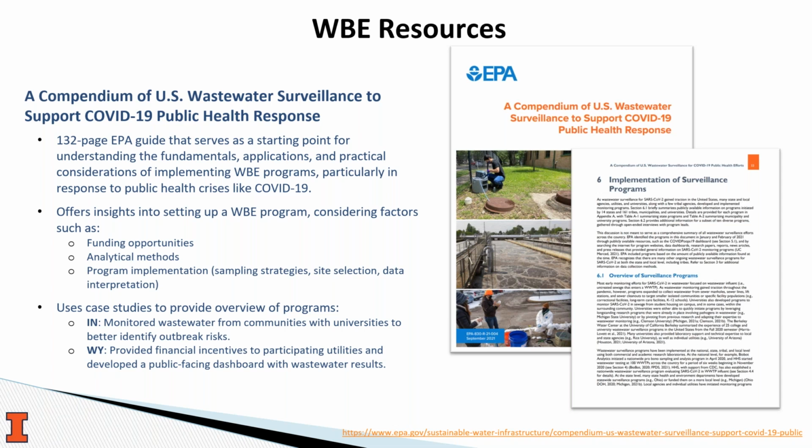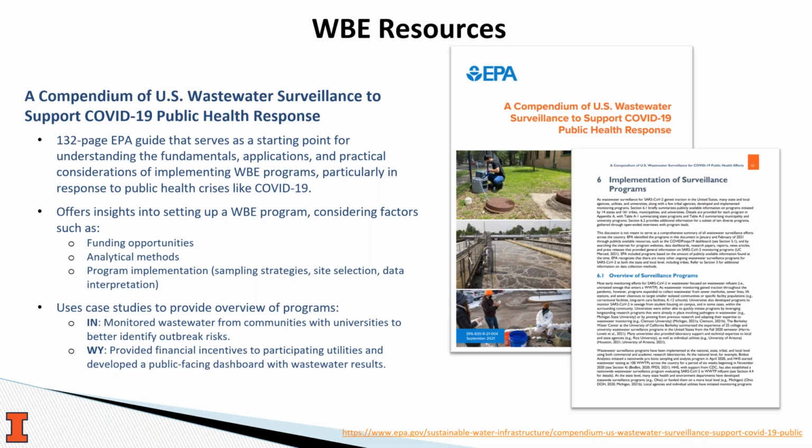The guide covers practical topics like how to find funding opportunities, how to work with partners, what partners are currently out there that do similar wastewater surveillance work, which analytical methods are commonly used, like PCR or genomic sequencing, which one is best for your community, and how to design a utility-specific program. That includes how to develop a sampling strategy, where to collect a sample from your specific system, and how to interpret those results and translate it into something that you can share with the public.